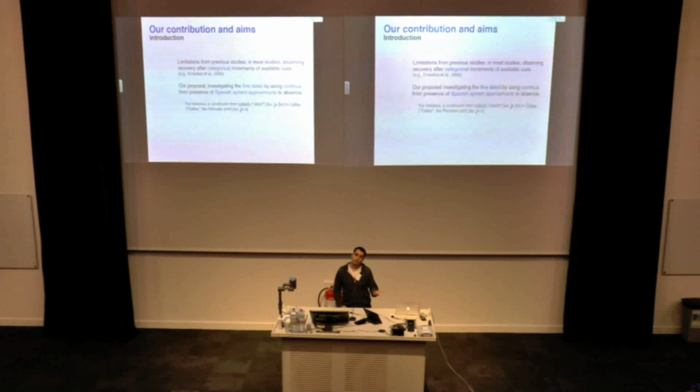And then what we set out to do is to explore whether it is possible to see the fine detail of how listeners are able to start perceiving a lenited unit. To do that, we attempted to use continua from a fully present consonant to a fully absent consonant, or elided consonant. And we decided to use Spanish approximants because, as I'll explain in a bit, they are particularly suited to do this.